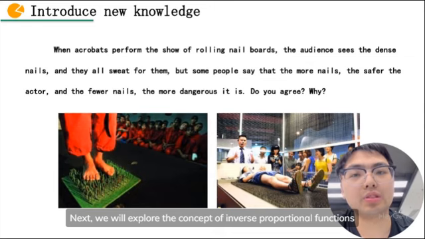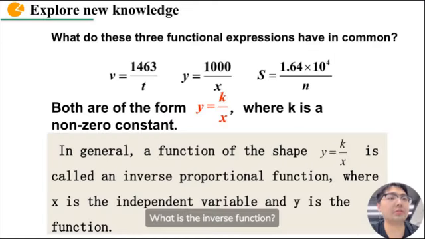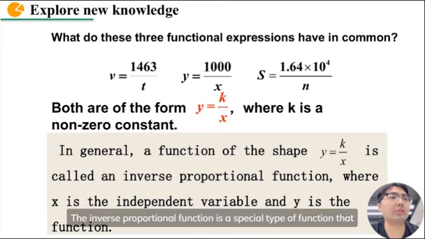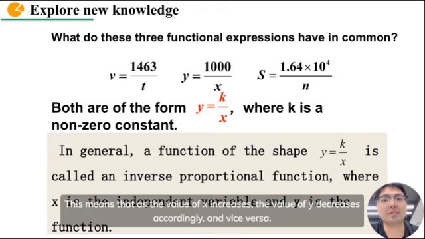Next, we will explore the concept of inverse proportional functions and learn how to determine whether a given function is inverse proportional. What is the inverse proportional function? The inverse proportional function is a special type of function that can be expressed in the form y equals k divided by x, where k is a non-zero constant. This means that as the value of x increases, the value of y decreases accordingly, and vice versa.